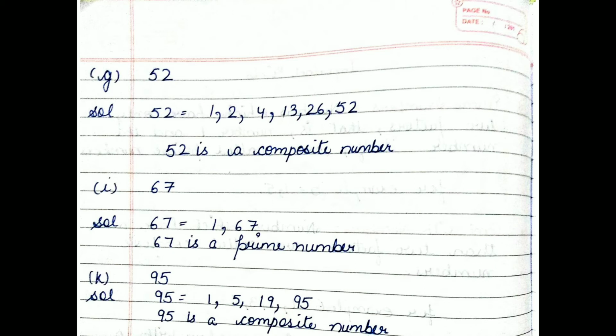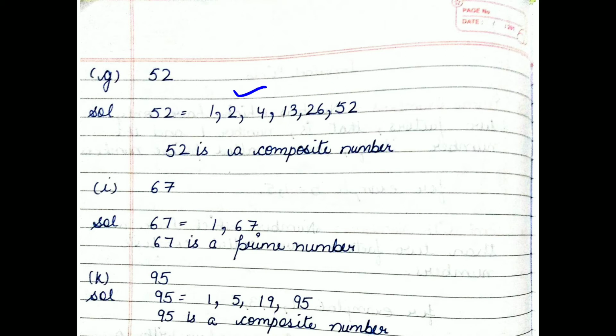1 52s are 52, so 1 and 52 also. Then I will check in the 2 table. 2 26s are 52. Then 4 13s are 52. So it is also having more than 2 factors. So we call it a composite number.